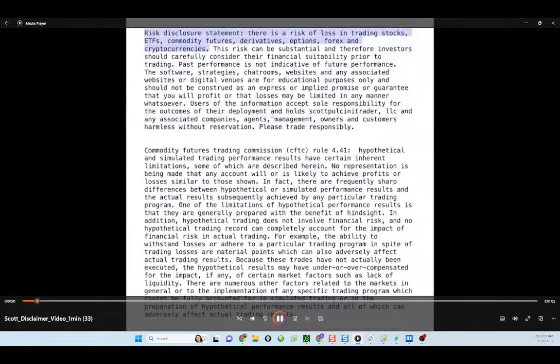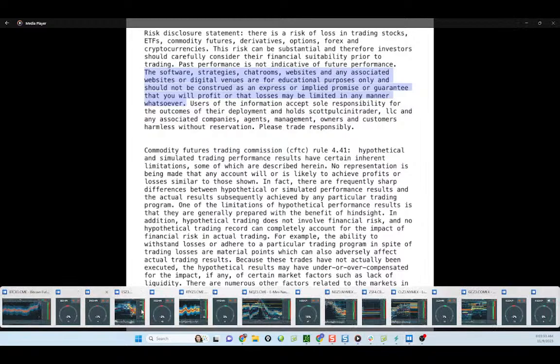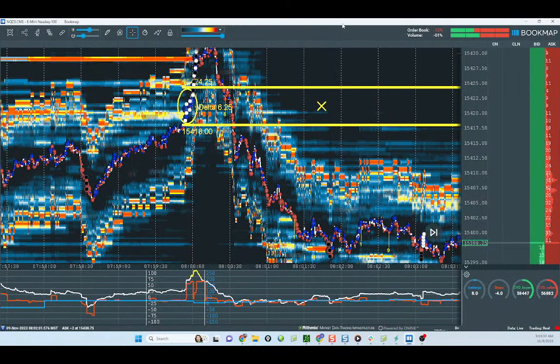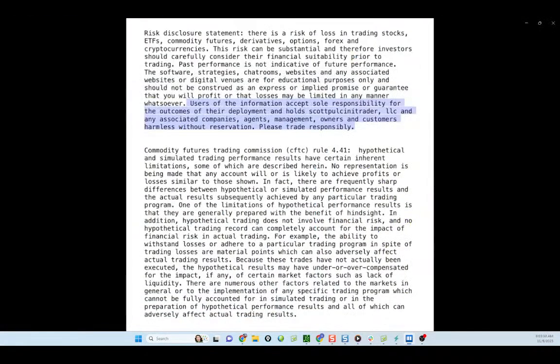Risk disclosure statement. There is a risk of loss in trading stocks, ETFs, commodity futures, derivatives, options, forex, and cryptocurrencies. This risk can be substantial, and therefore investors should carefully consider their financial suitability prior to trading. Past performance is not indicative of future performance. The software, strategies, chat rooms, websites, and any associated websites or digital venues are for educational purposes only and should not be construed as an express or implied promise or guarantee that you will profit or that losses may be limited in any manner whatsoever. Users of the information accept full responsibility for the outcomes of their deployment and hold Apple Trader, LLC, and any associated companies, agents, management, owners, and customers harmless. Please trade responsibly.